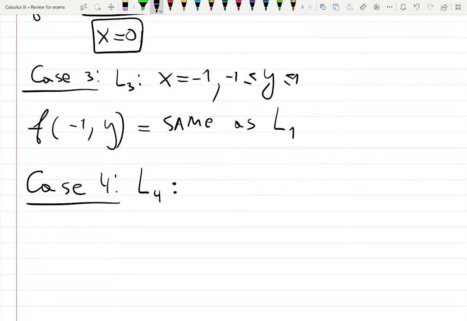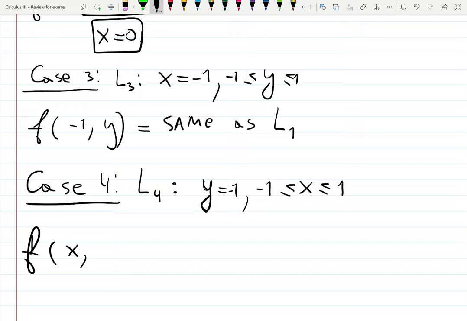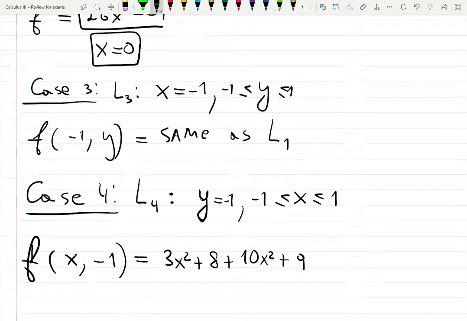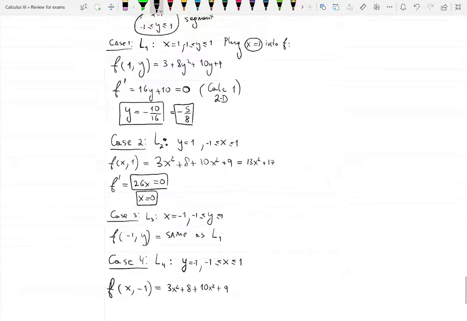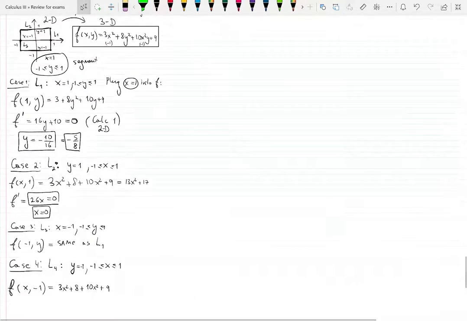L4 can be described as y has a fixed height of minus 1, and x is running between minus 1 and 1. Plugging into the original function, x is changing and y is fixed at minus 1: 3x squared plus 8 plus 10x squared plus 9. That comes from the rainbow box. I don't even see it anymore.